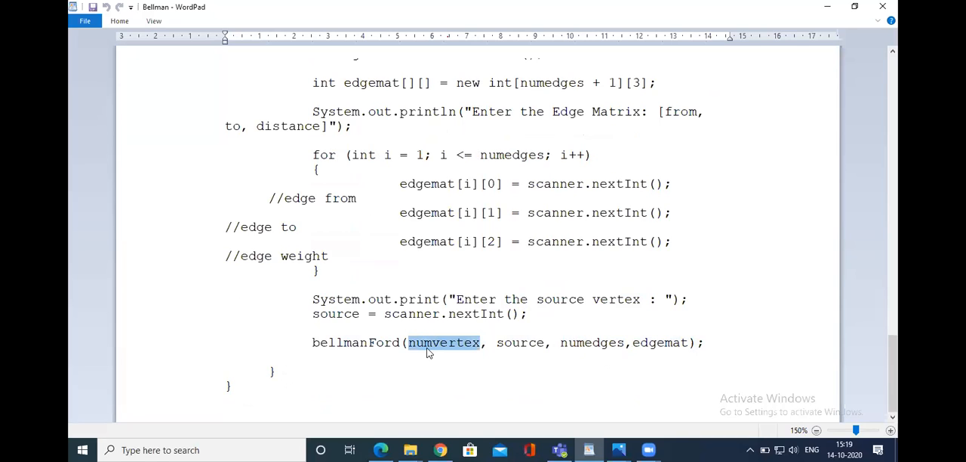N, the value of n, right? Then the total number of edges you are going to find, because the number of edges is needed. So if there are 10 edges in the edge list, the 10 edges are relaxed n minus 1 times, that is, number of vertices minus 1 times, taking into consideration the source matrix and the edge matrix.